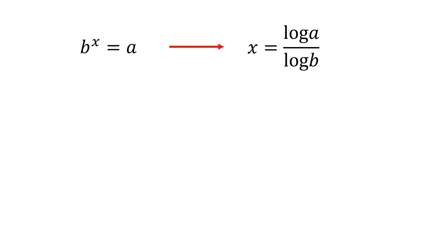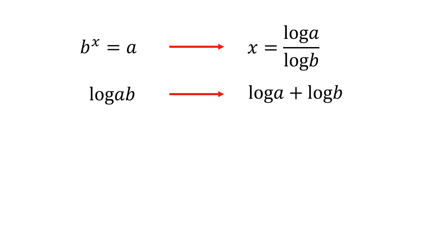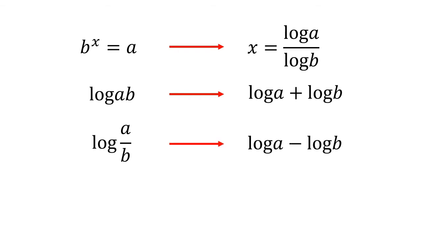Now, we can also expand logarithms. For example, we have log AB. So we can express this as log A plus log B. So again, log AB, or log A times B, we can express as log A plus log B. But if it is log A divided by B, or log A over B, it will be expanded as log A minus log B. Okay?